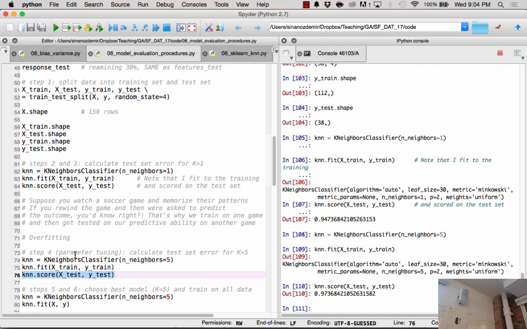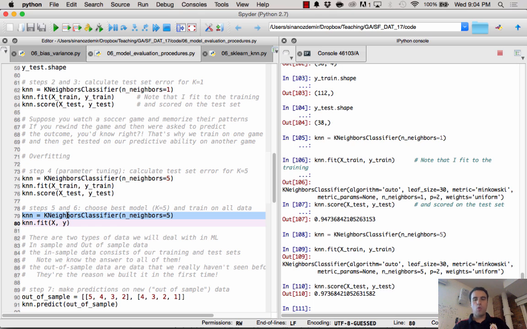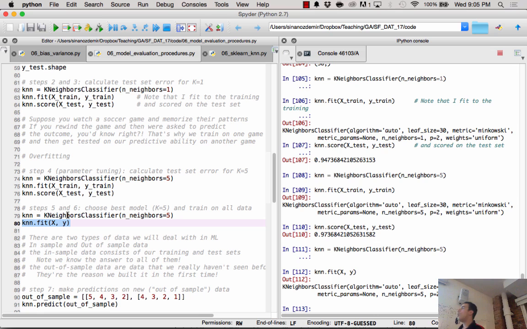So you would say 5 neighbors seems to be doing better than 1 neighbor. Because I'm using a train test split, it is more likely that 5 neighbors will generalize to the real world better. But how do I know which one to choose? What about 4 or 6 or 7 or 32? Steps 5 and 6, once I choose 5, I then train it on the entire data set. Once I am convinced that 5 is the best number of k, I then fit it to everything.